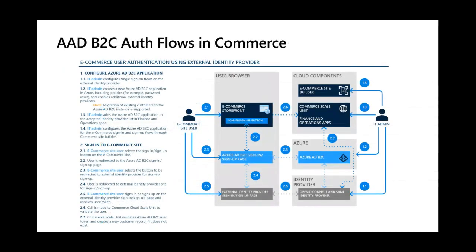And let's take a look at how that flows together. So the setup is virtually the same for the IT admin. You're setting up in the e-commerce site builder, the commerce scale unit or HQ, and you're setting up your B2C tenant. The social identity provider just brings a separate set of instructions for the identity provider using, so you may have to set up that separate application to connect back to B2C.